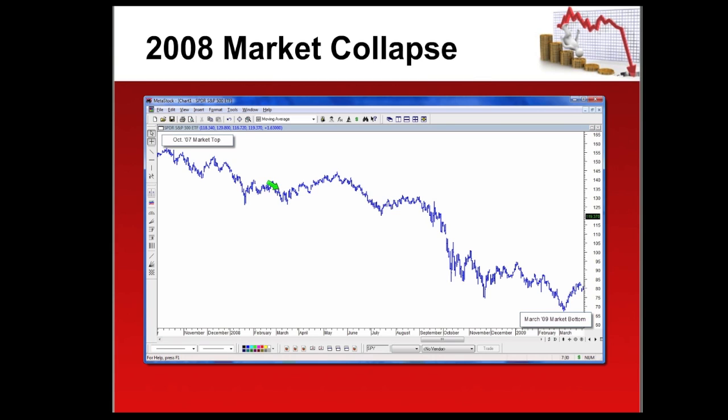So let's take a look now at the October 2007 market top. This is where the financial world was going to disappear. You know, all the credit markets were going to freeze up, and it was as bad as anyone's ever seen it, kind of deal. So we had the market top in October of 2007. We had the market bottom in March of 2009. All right. So how's the RMO going to deal with that?